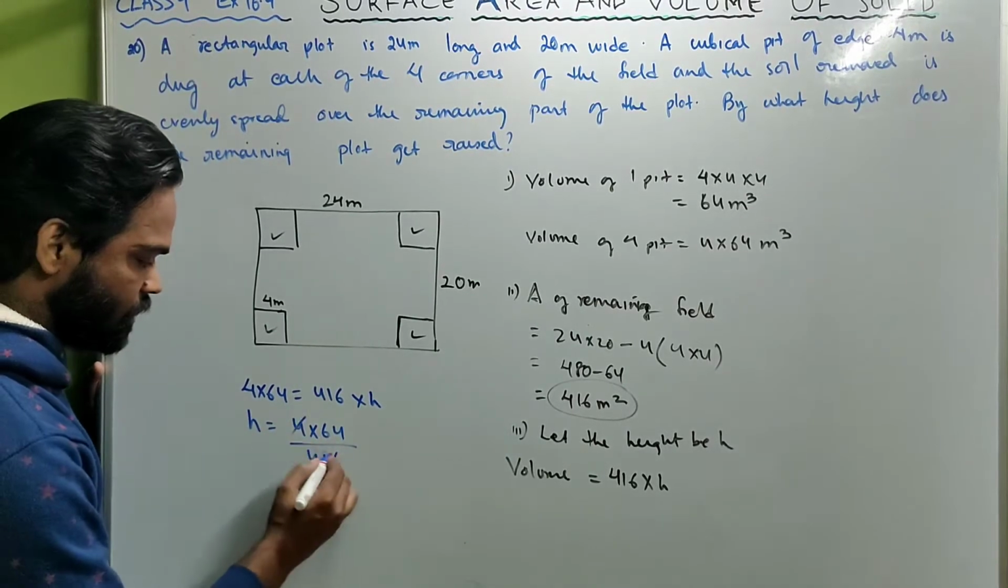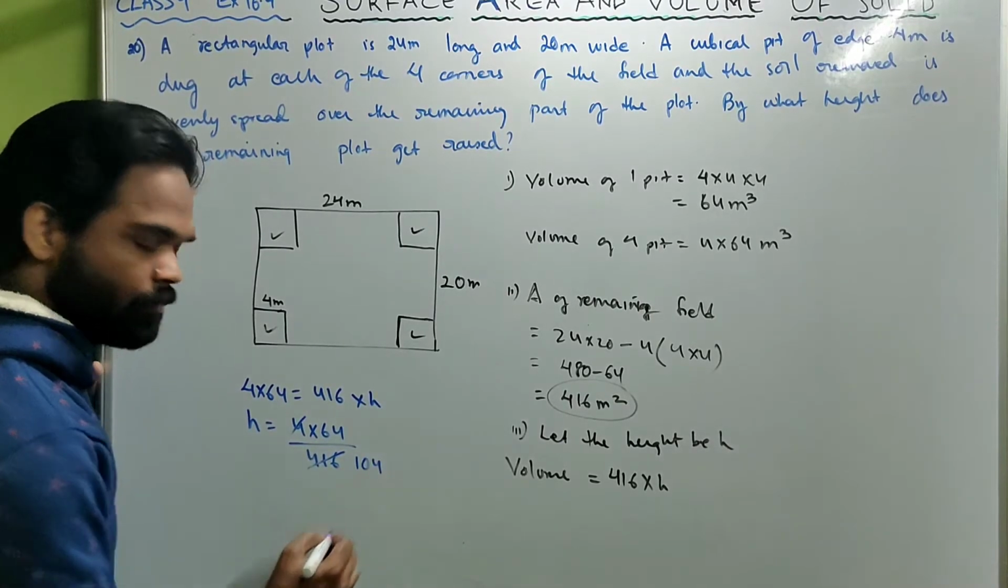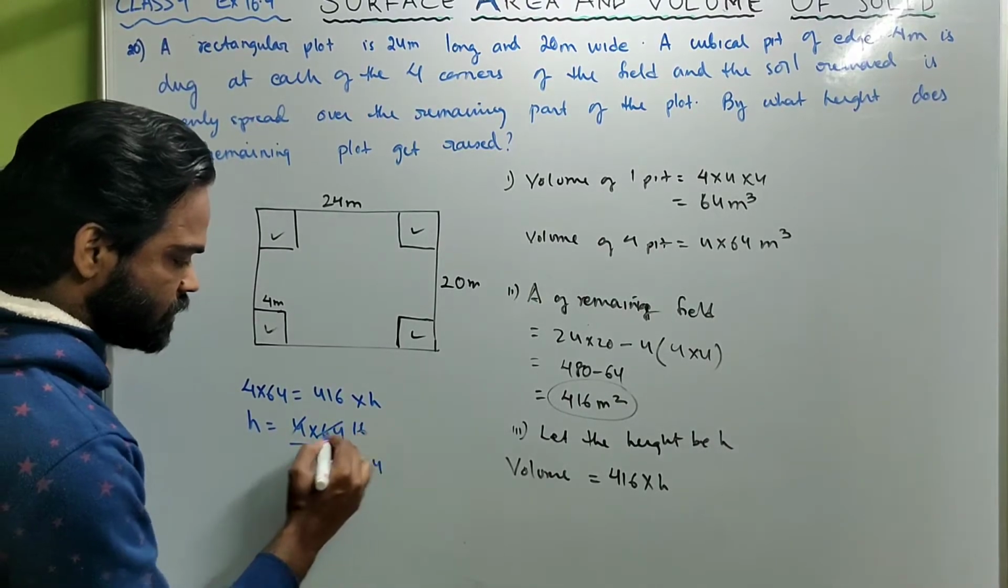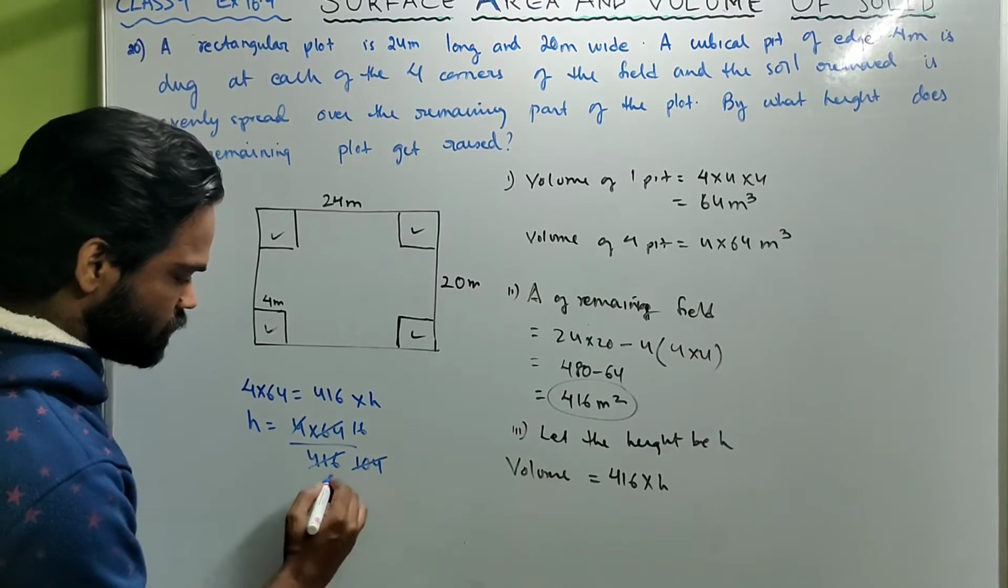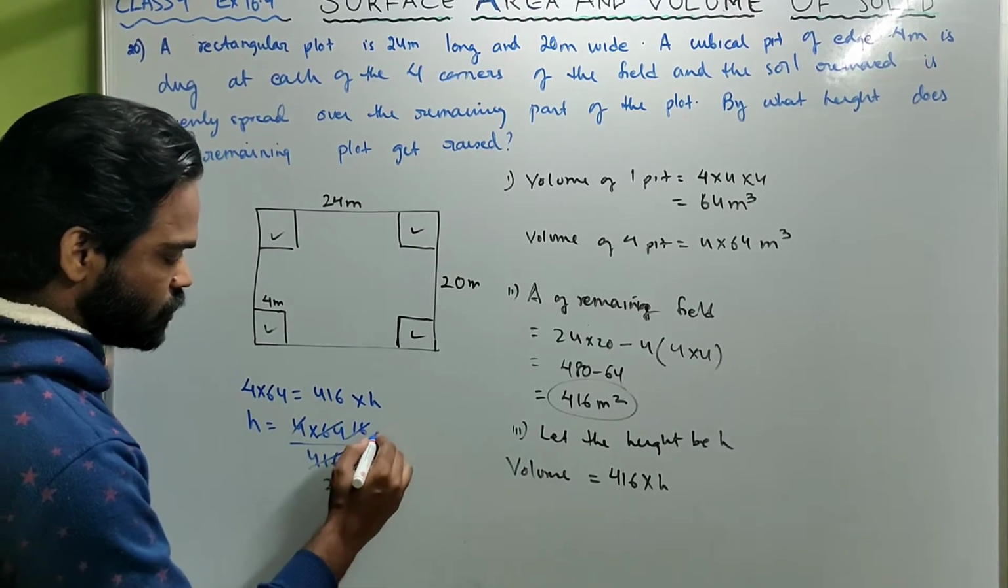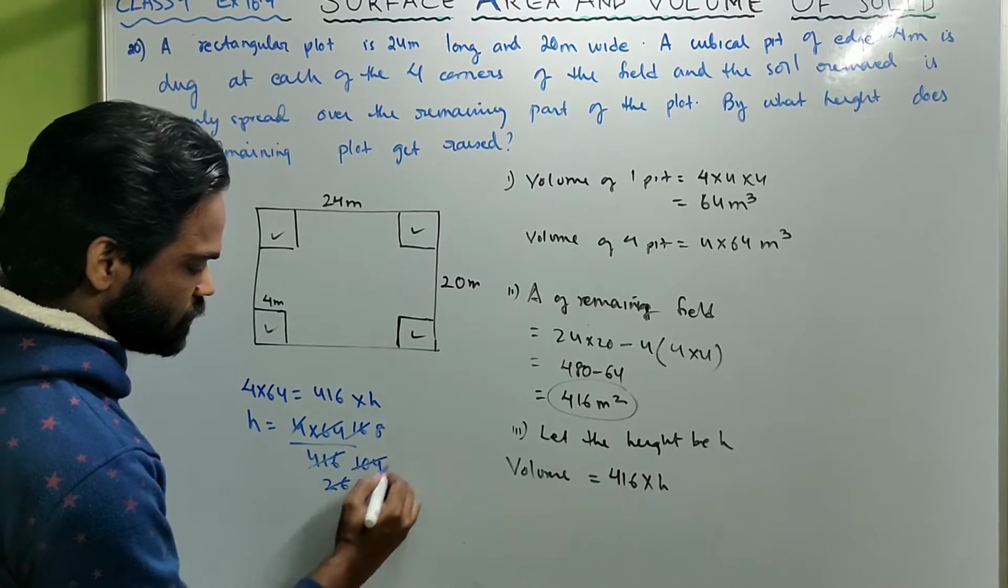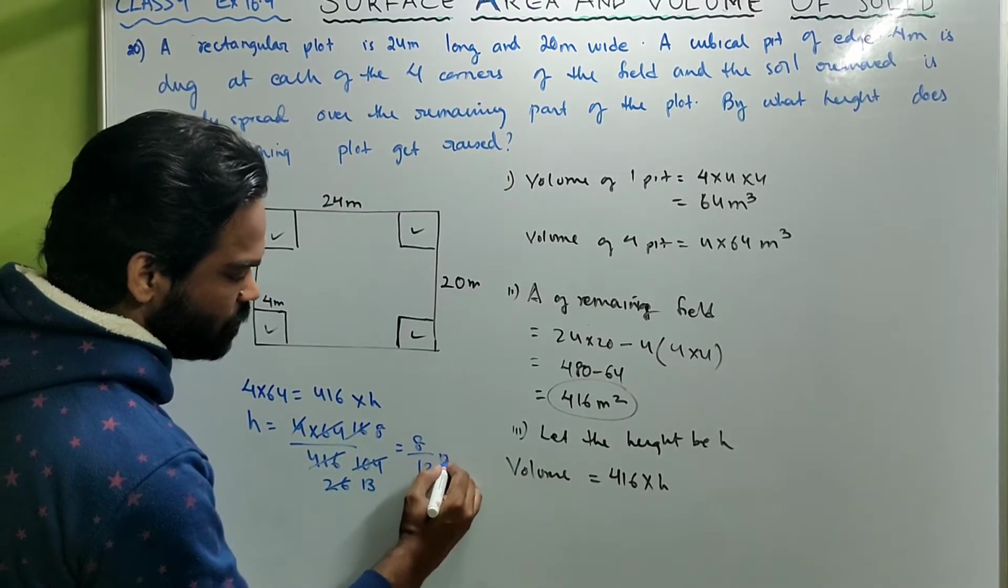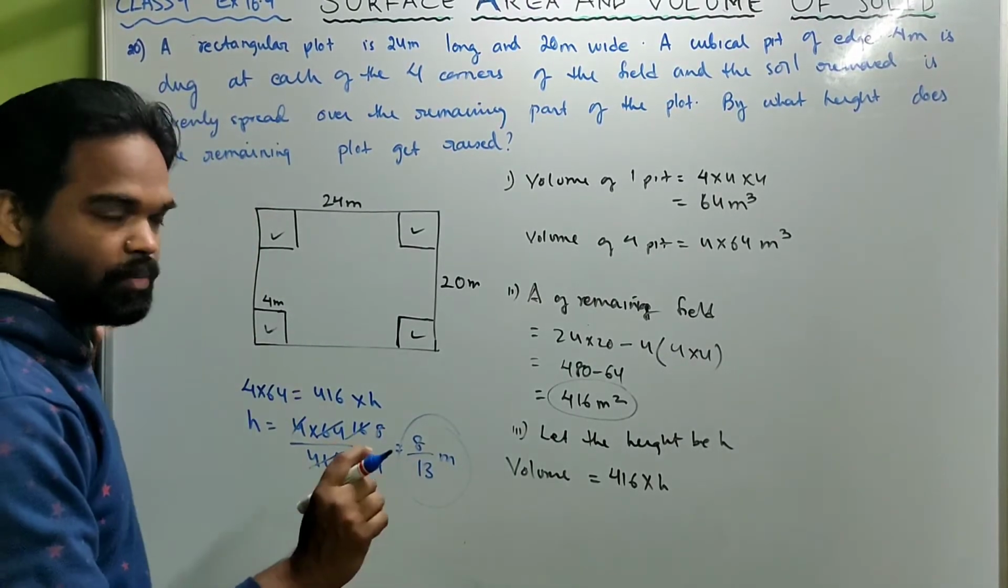Am I correct? For one time, 104. For 16 times, this is for 2 times, 4 2s are 8, 4 6 are, then 2 8s are, and then 2 13s are. So that's 8 by 13 meter. So this will be the height.